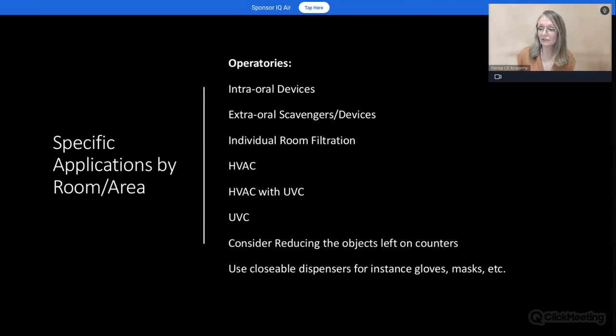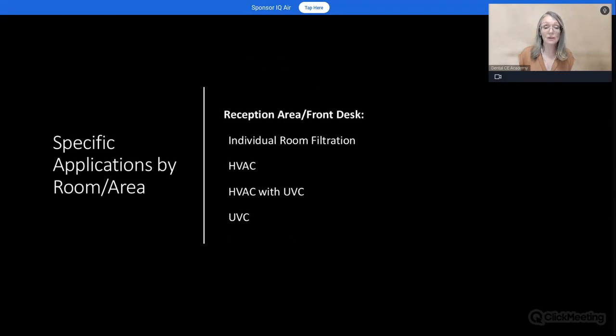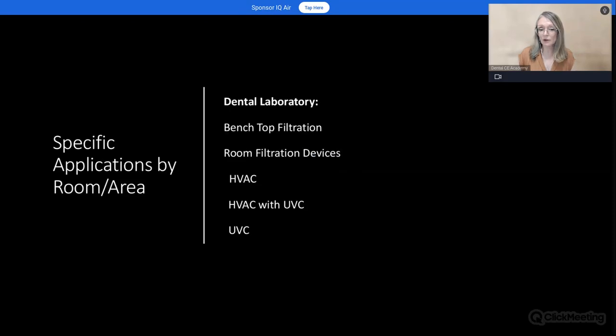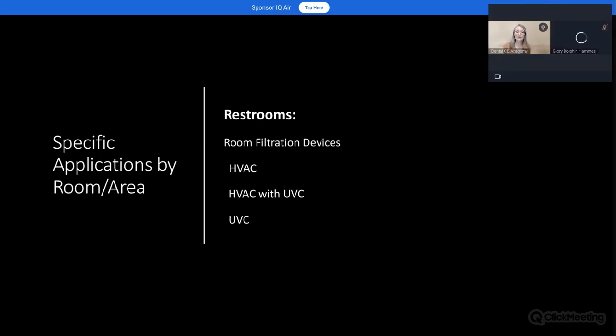You don't need all that stuff, perhaps. Why expose it to the aerosol? Put it away. Have nice, clean counters that you can keep disinfected. Use closable dispensers for your PPE and so forth. When we look at your reception area and front desk, again, individual room filtration, your HVAC, and so forth. Your dental laboratory: benchtop filtration, room filtration, HVAC, UVC. And then your restrooms: room filtration devices, your HVAC, etc.